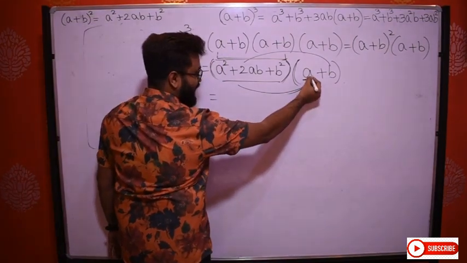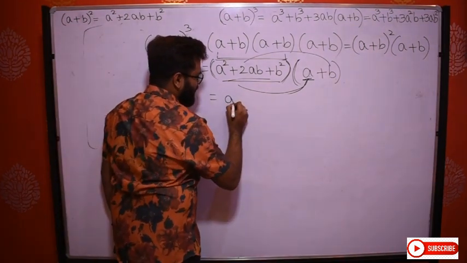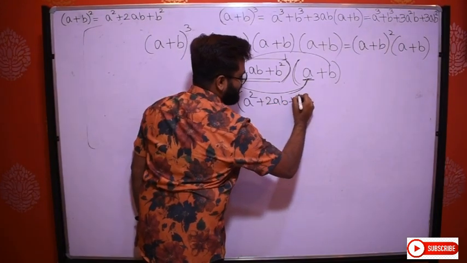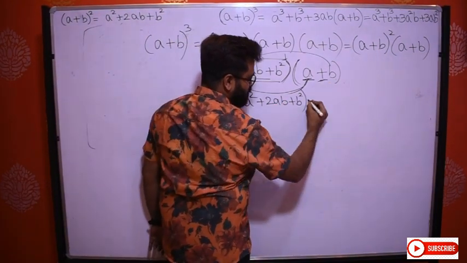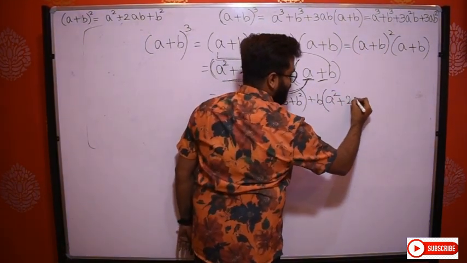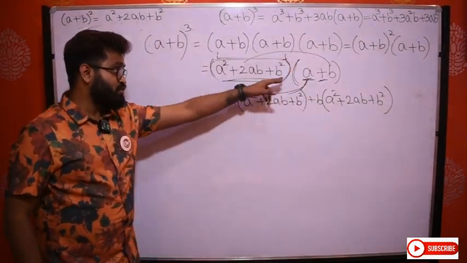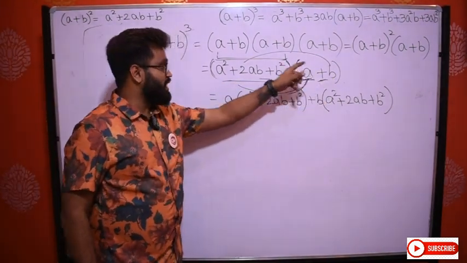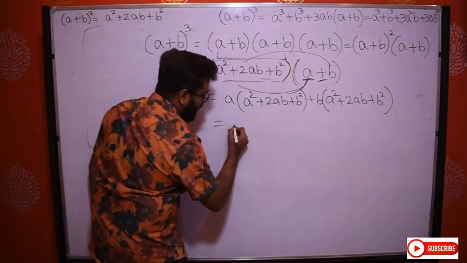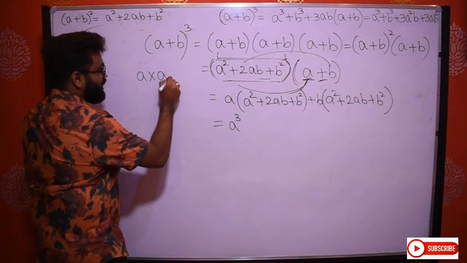This is a into all the terms and b into all the terms. So write it very simply. That is a into all the terms, a square plus 2ab plus b square. Again I will keep a plus here, plus b into a square plus 2ab plus b square. As I have explained, this has been multiplied with both terms, and again this is multiplied with both terms. This is what I have written. Now multiplication is very easy for you. a into a square is a cube. a into a.